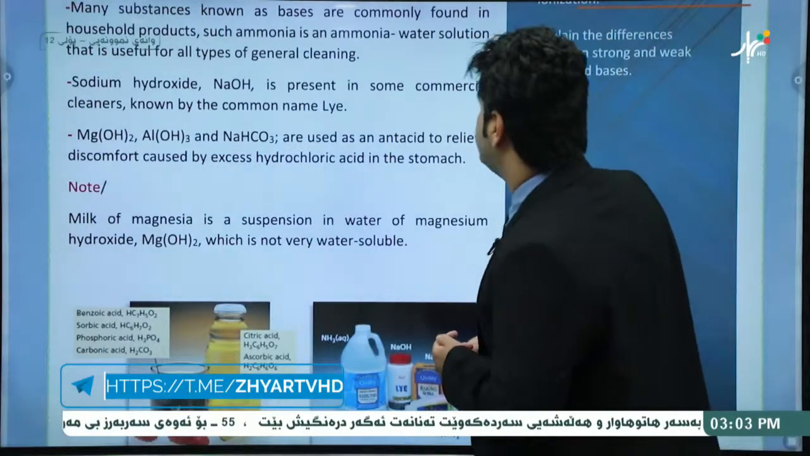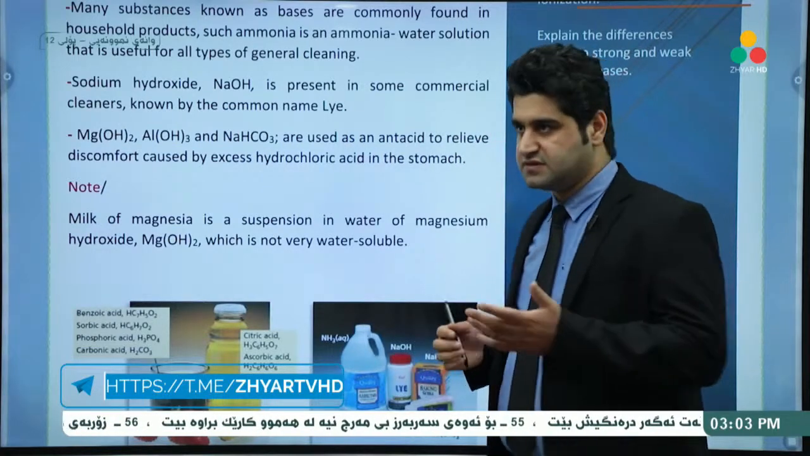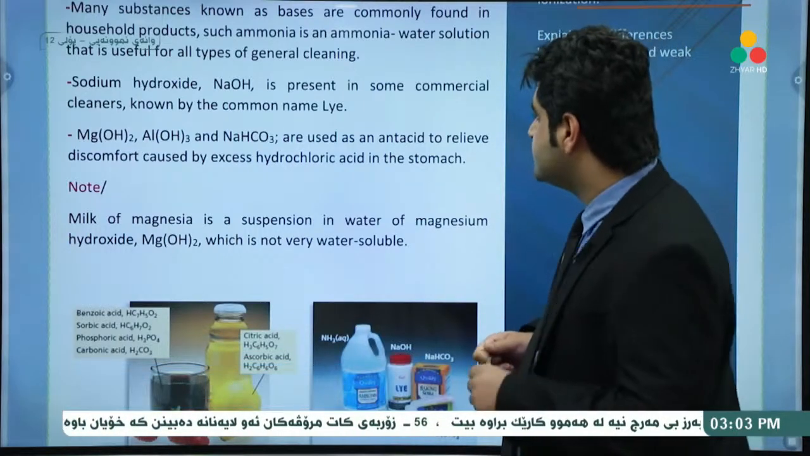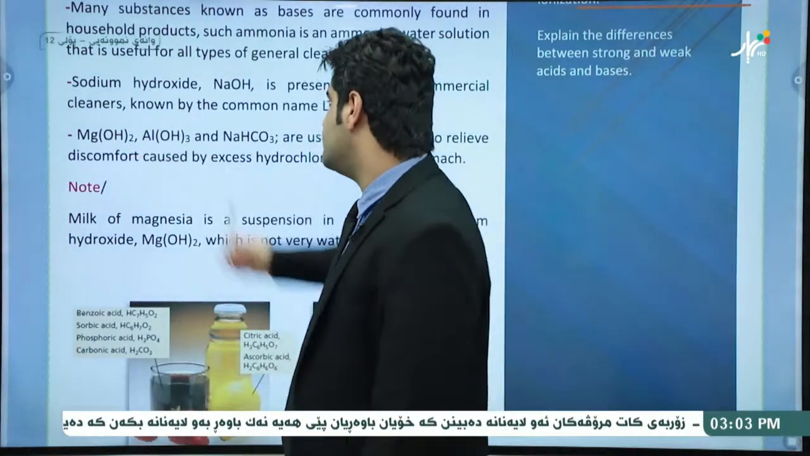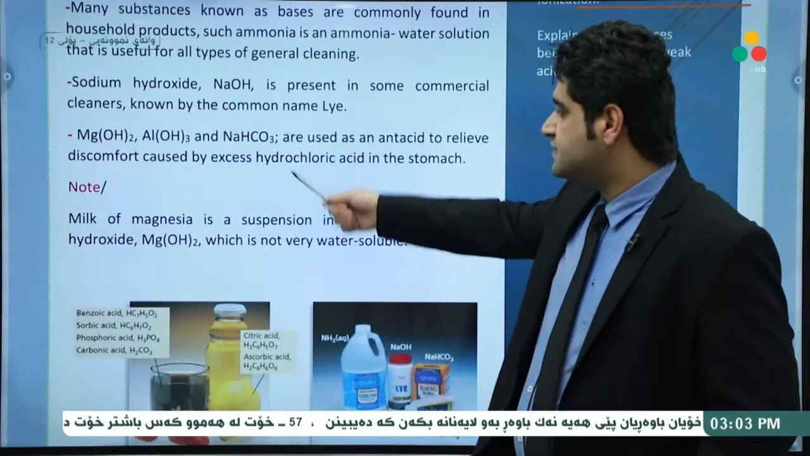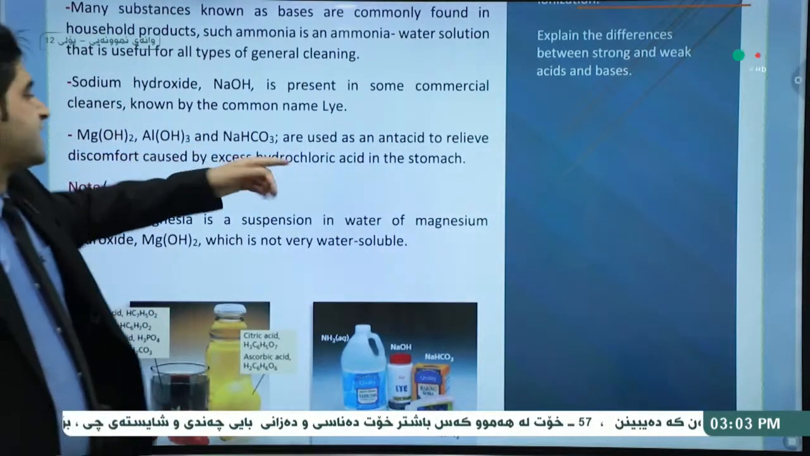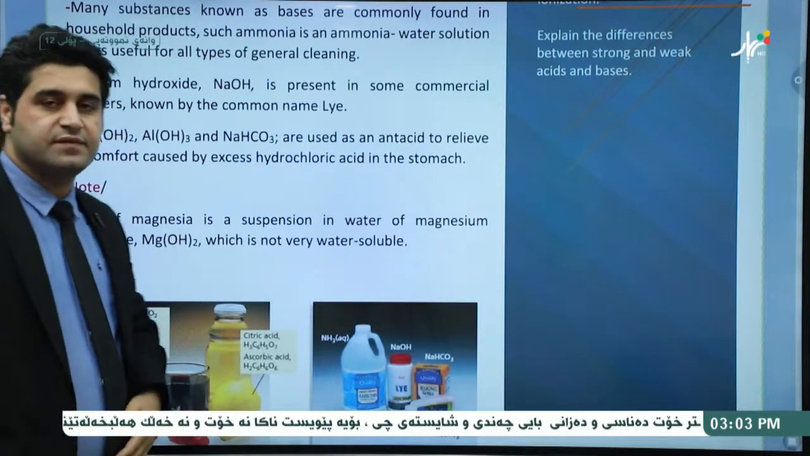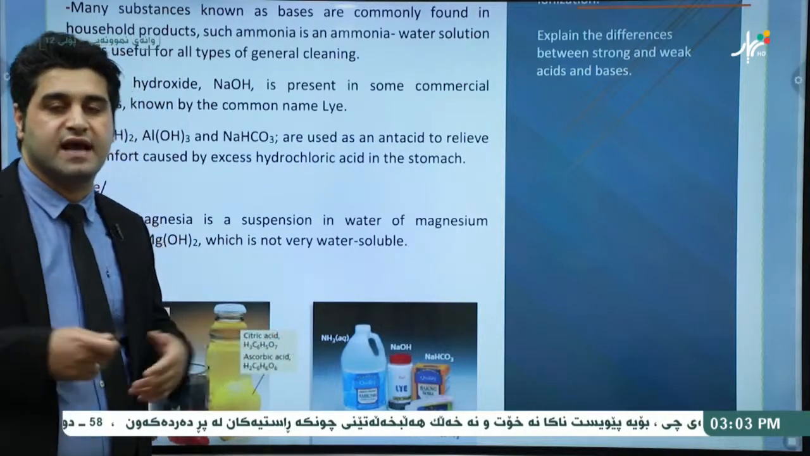It's used to keep things from decaying or to stop antibacterial growth. Many substances known as bases are commonly found in the household, for example, many things that we use for cleaning are basic compounds, such as sodium hydroxide, NaOH, present in some commercial cleaners known by the common name lye. And other bases such as milk of magnesia, aluminum hydroxide, and sodium bicarbonate are used as antacids to relieve the discomfort caused by excess hydrochloric acid secretion by our gastric glands.